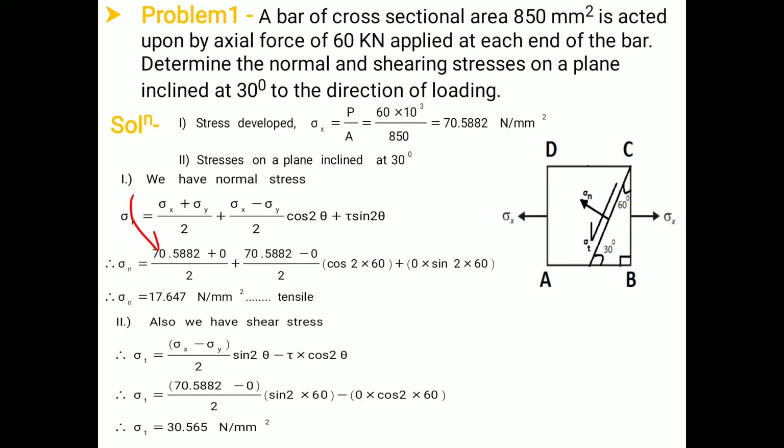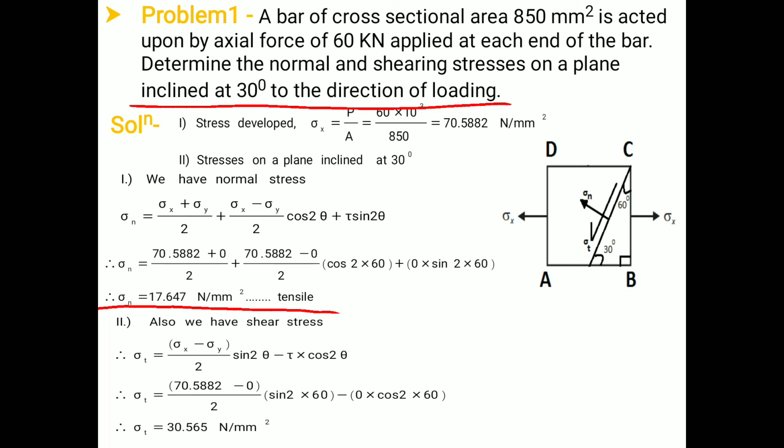So after solving this equation, what answer will we get? Sigma x is 70.5882, sigma y will be 0. Okay, now tau is also 0. Is it okay? So on solving this equation we will have sigma n equal to 17.647 Newton per mm square. This is the value of normal stress which is acting on a plane which is inclined at an angle of 30 degree with the direction of loading, or we can say which is inclined at an angle of 60 degree with the vertical plane of the member.